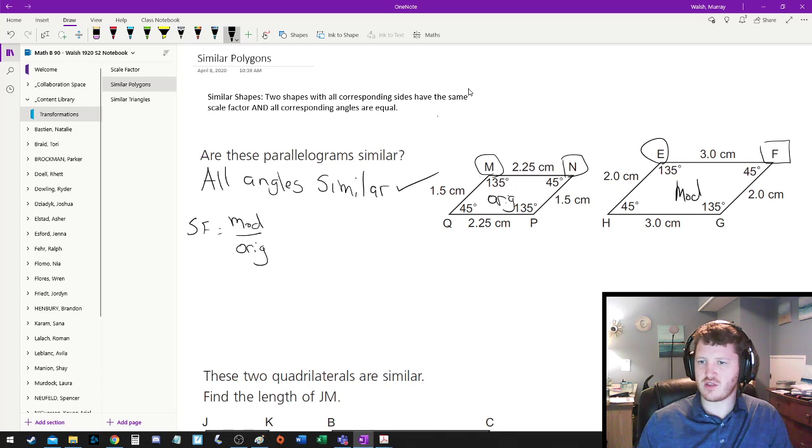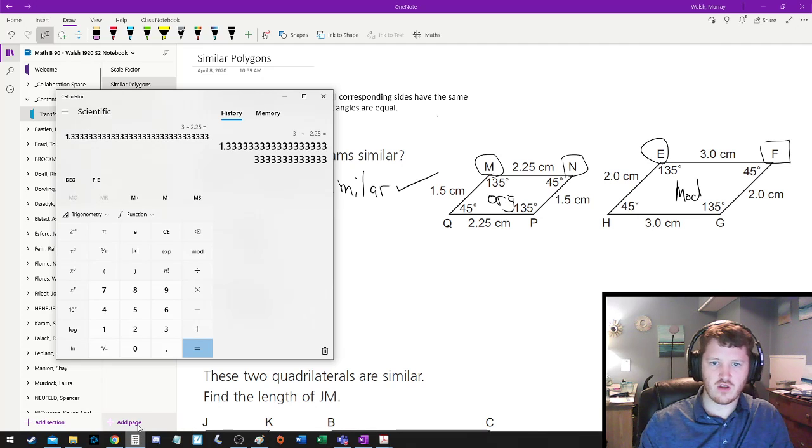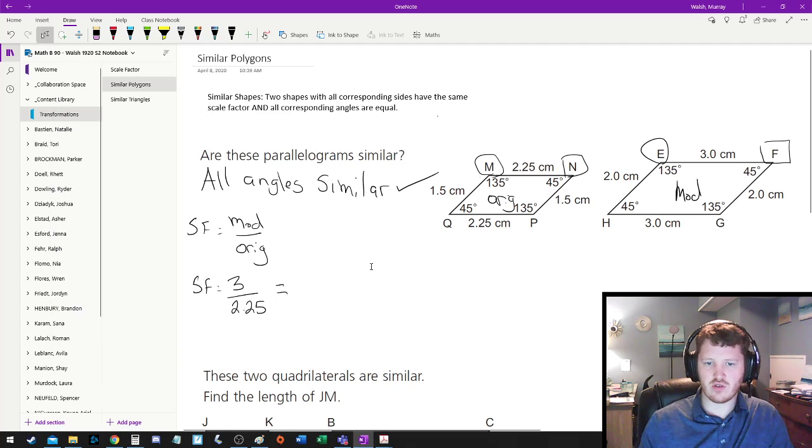I'm going to start by looking at the top and comparing the top here. So the scale factor is 3 divided by 2.25. And if we get our calculator, 3 divided by 2.25 is 1.33333 repeating, so this is 1.3 repeating, or 4/3.